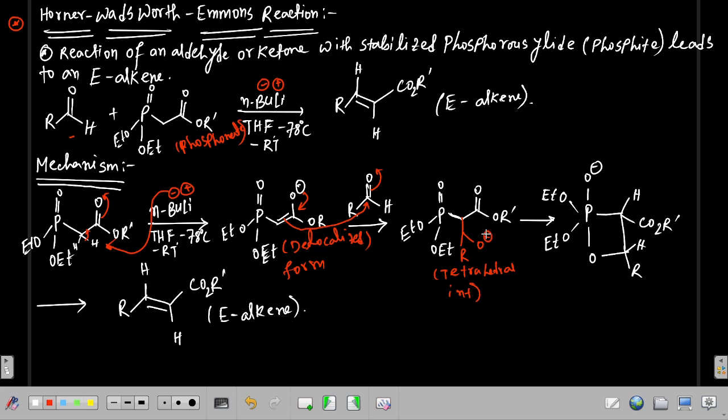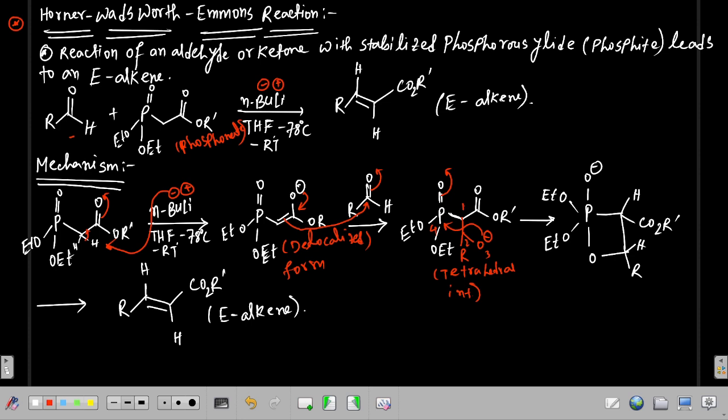Next, we have this O minus, so it will attack on this phosphorus, and this bond will shift here, so it will form a four-membered ring. So it will be 1, 2, 3, 4. Okay, so it forms a four-membered ring.